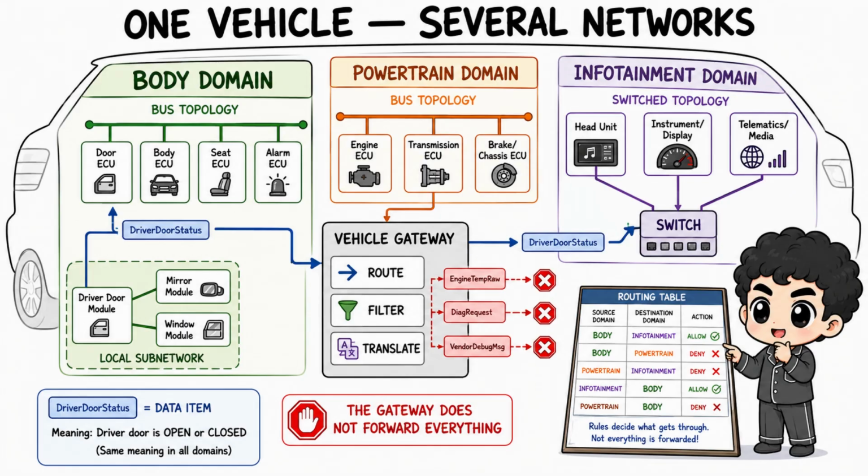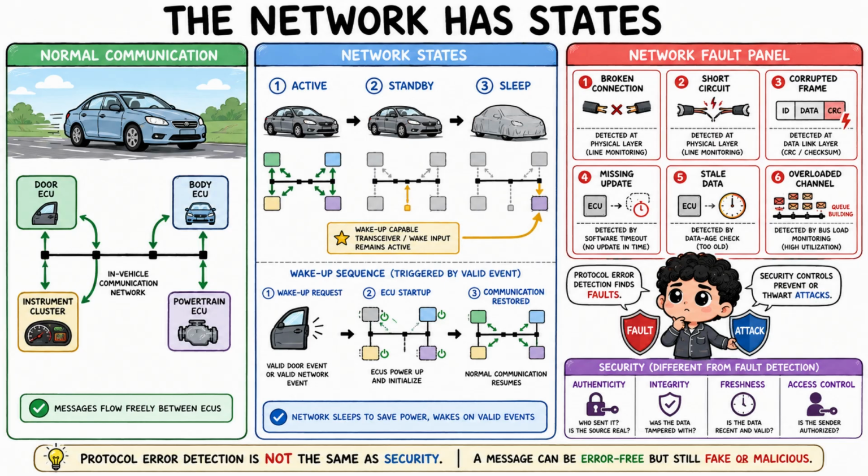vehicle architecture. Communication also affects vehicle power consumption. Networks should not remain fully active without need while a vehicle is parked. ECUs and transceivers can support sleep or standby states, and selected local or network events may initiate wake-up. Network management coordinates when communication is required and when participating controllers may enter a lower power state. The detailed method differs across protocols and projects.